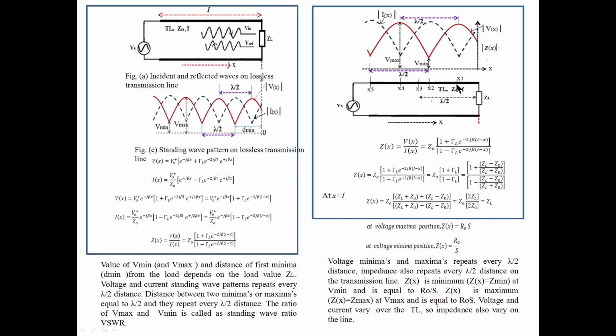Minimum impedance and maximum impedance are real. In between that, the impedance is complex, and it can take any value. But at this position and at this position, it is real. Sorry, at this x2 and x1, it is real: R naught into S, R naught by S, they are real.